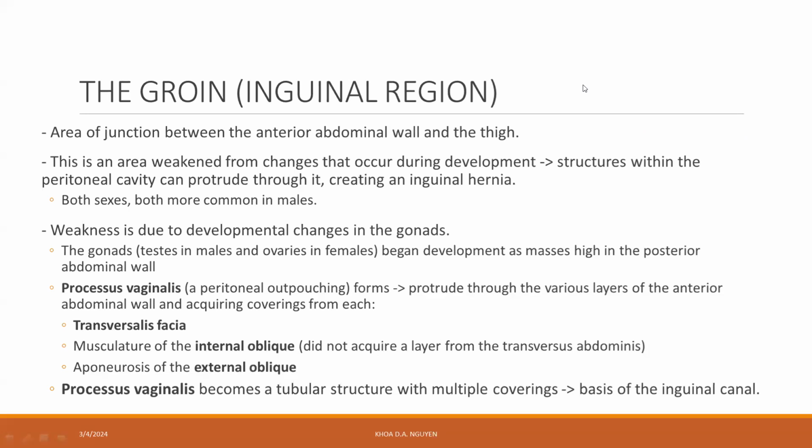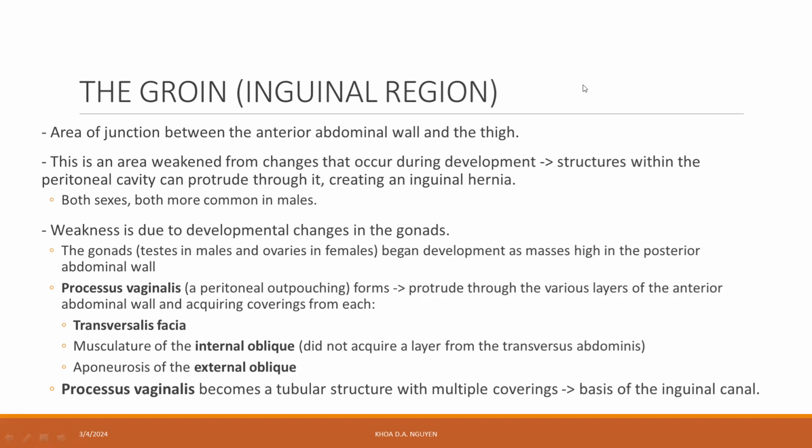Now this region is an area that is weakened from changes that occur during development. And therefore, structures within the peritoneal cavity, for example intestinal loops, can protrude through this area, creating what is known as an inguinal hernia. An inguinal hernia can actually occur in both sexes, but is more common in the males. The weakness in the inguinal region is due to developmental changes within the gonads. The gonads in the males are the testes, and in the female are the ovaries.